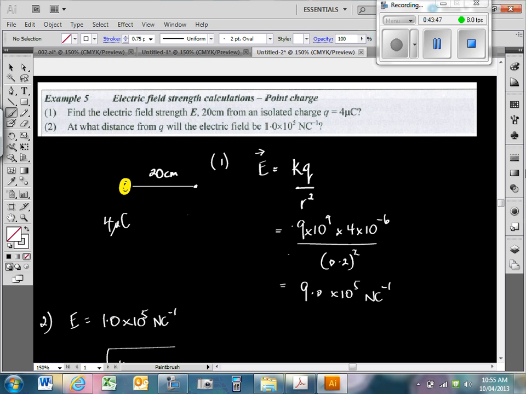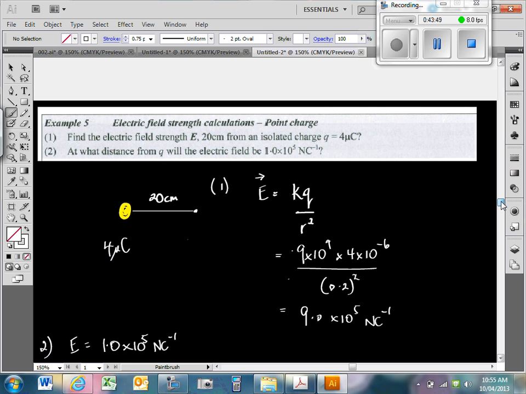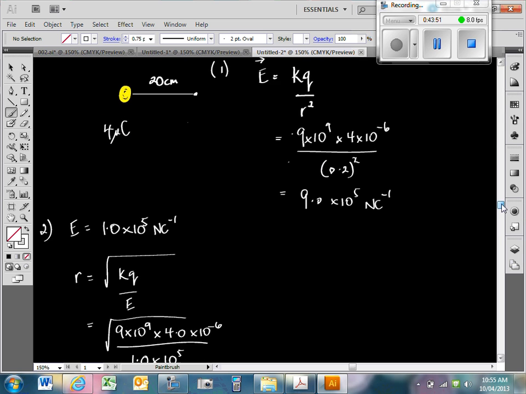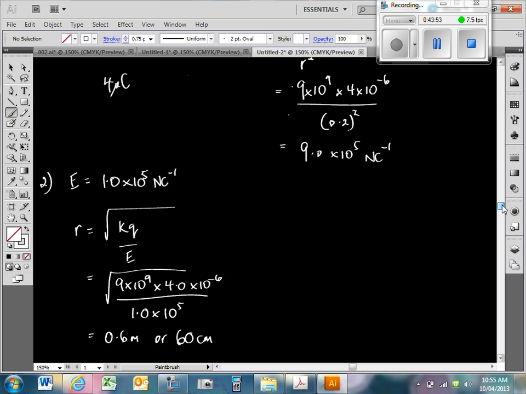Superposition of electric field is the next thing we will talk about, but we won't start that now because it's probably not necessary. Next lesson.